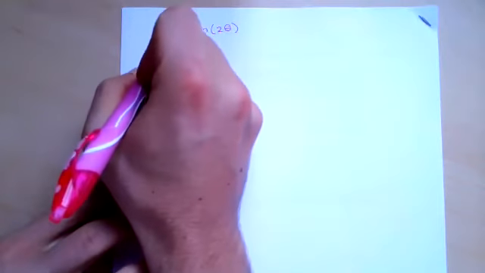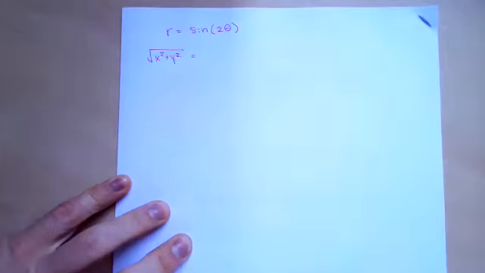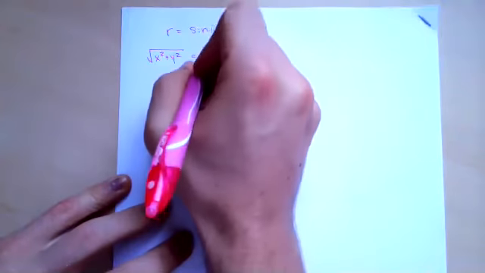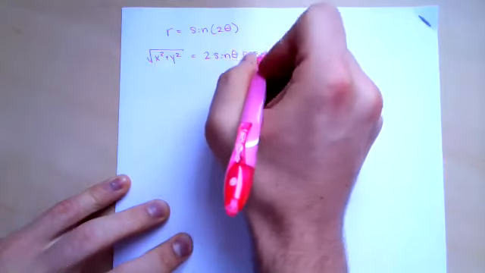So we'll go ahead and convert this. We've got r squared equals x squared plus y squared. Our sine of 2 theta, you look up the double angle formula for that, and it's going to be 2 sine of theta cosine of theta.